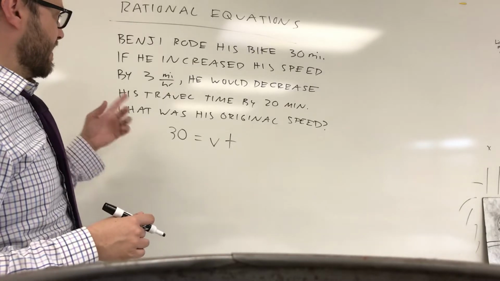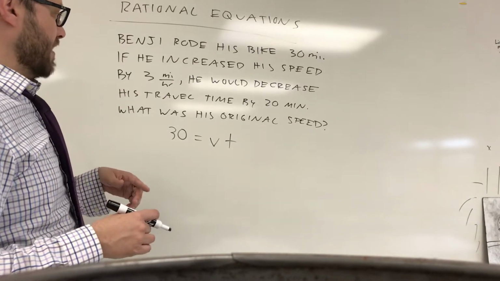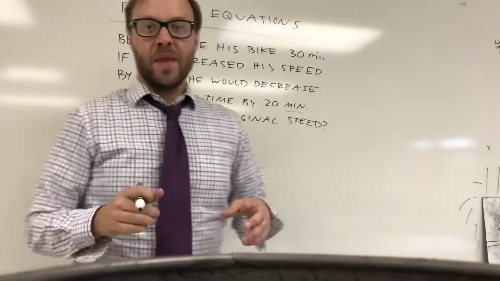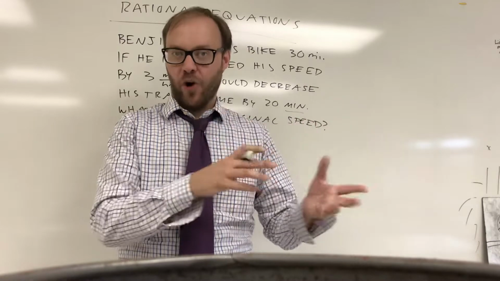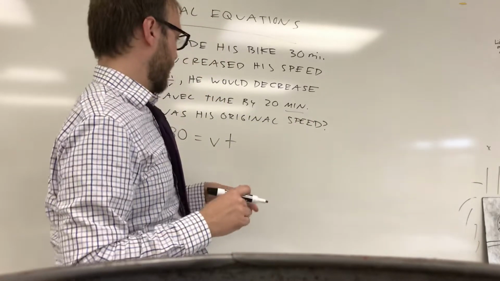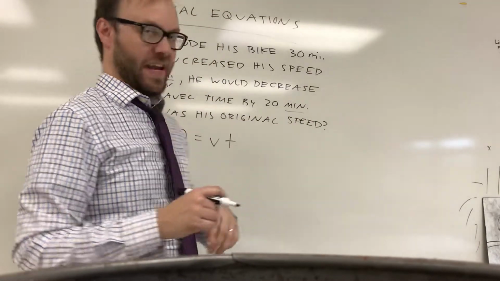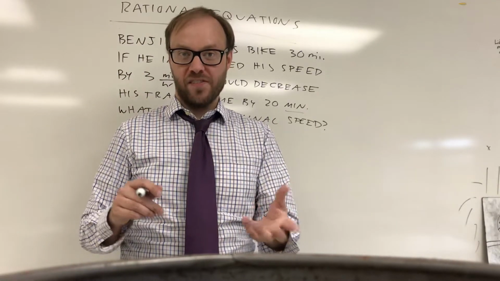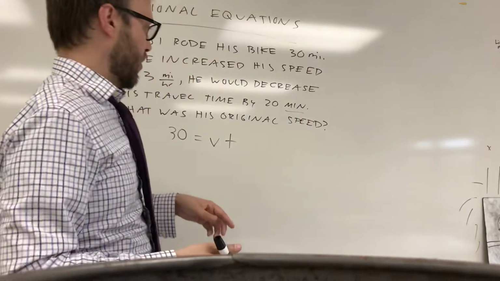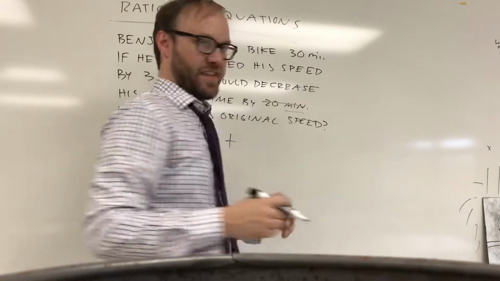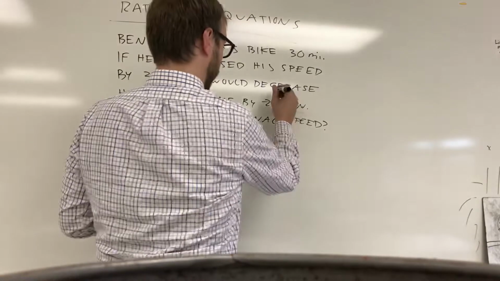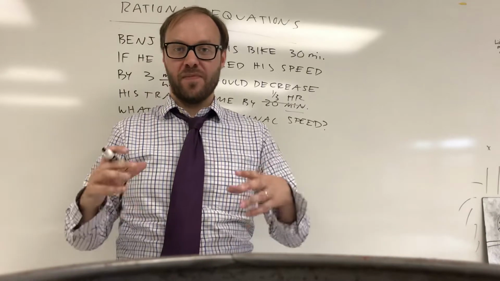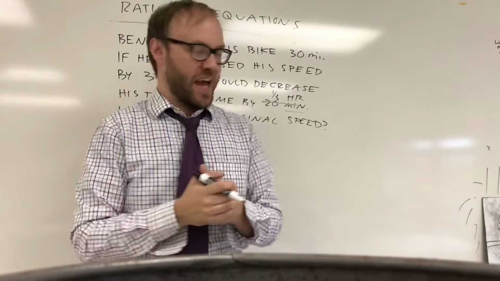Then it says he increases his speed by 3 miles per hour, and that would decrease his travel time by 20 minutes, okay? Now, we have to be careful here. His original rate is in miles per hour, and this is talking about a travel time of 20 minutes. If we're going to be working in miles per hour, we need to be using all units of miles and hours. So 20 minutes is going to be the same thing. That's 20/60ths of an hour. That's 1/3 of an hour. And just to make sure that all of our units are consistent, I'm going to use that instead.